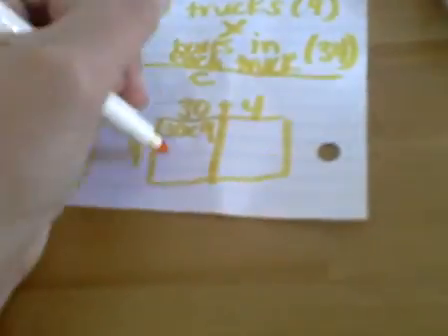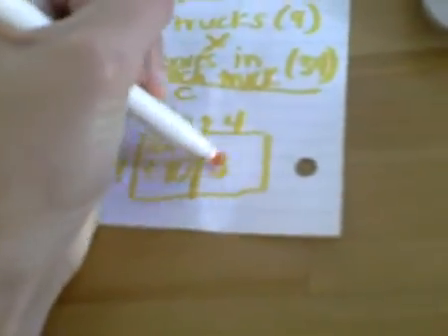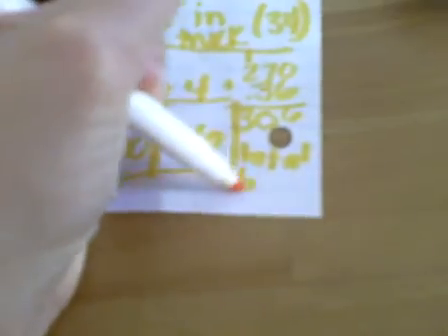So, to check it, I can use my area model to make sure my math is done correctly. So I'm going to use an area model for 34 times 9. 30 times 9, 270. 9 times 4, 36. 270 plus 36. 6, 7, 8, 9, 10. Everything's matching up so far. 2 plus 1 is 3. 306 total boxes.